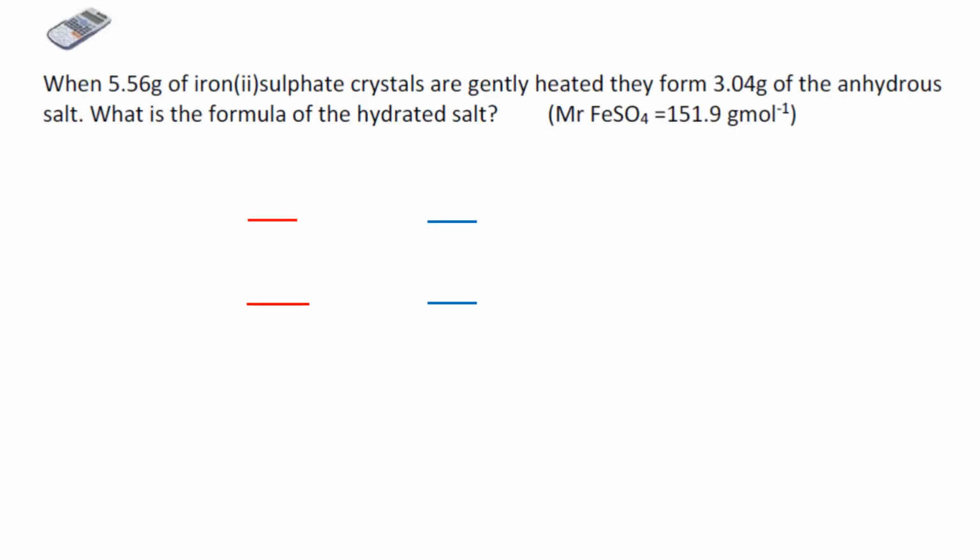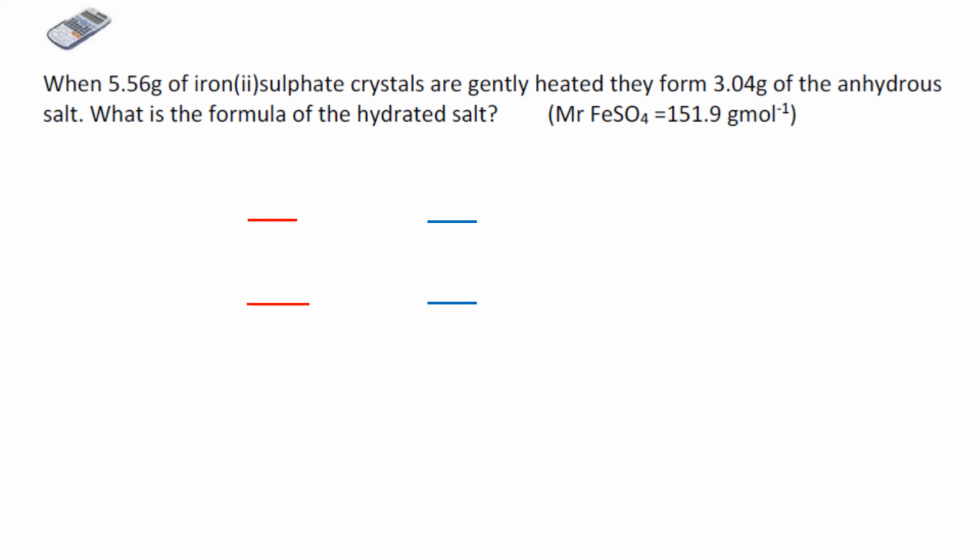Right, so we've got a similar type of problem here. Iron 2 sulphate, you can see the formula of iron 2 sulphate is FeSO4. It says it in the brackets there at the end of the question. When it is heated, they form 3.04 grams of the anhydrous salt. So we should be able to do a subtraction to work out the mass of water, and we have been given the mass of the iron sulphate, FeSO4.